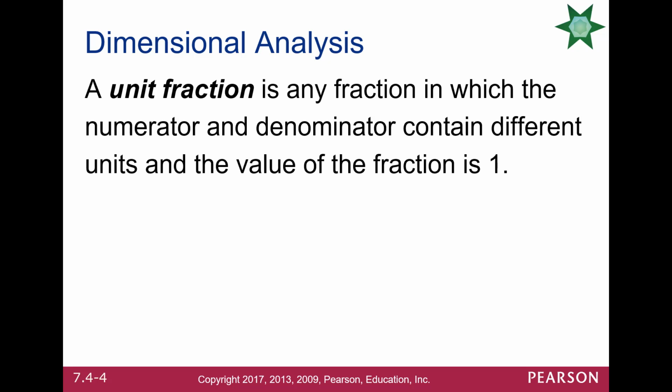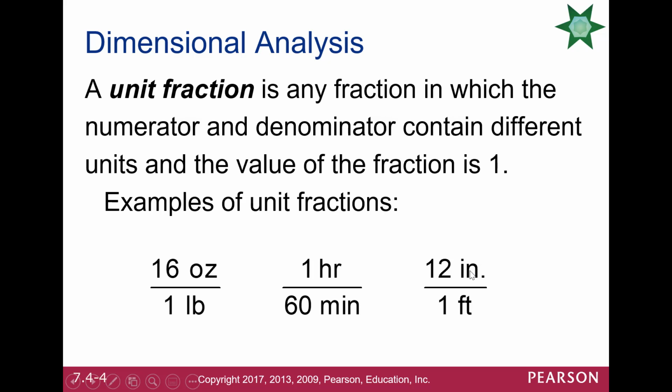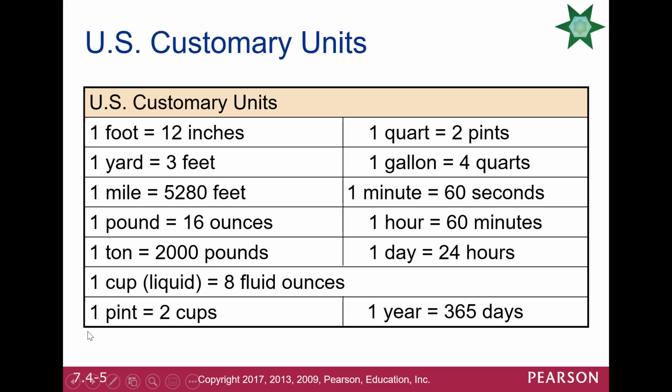And when we're doing that, we make use of what's called a unit fraction. It's a fraction in which the numerator and denominator contain different units, but the value is 1. For example, 16 ounces is equal to 1 pound. So these really are equivalent. The value of this is 1, but you'll notice I have 1 unit in the numerator and a different unit in the denominator. 1 hour is 60 minutes. 1 foot is 12 inches. I could also write these as reciprocals if I needed to, but the values are still 1.